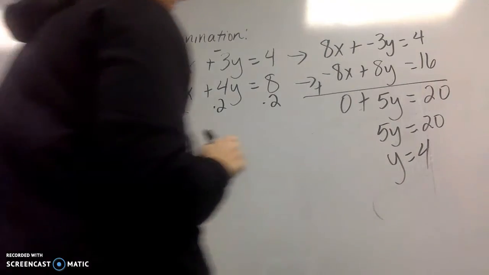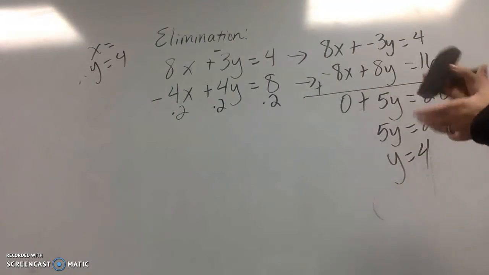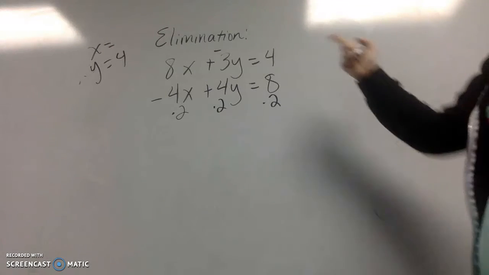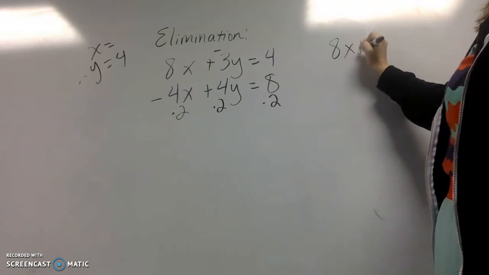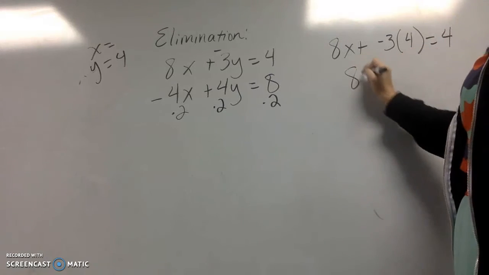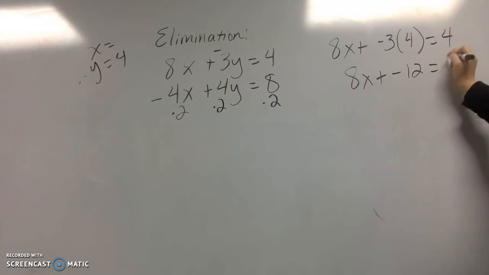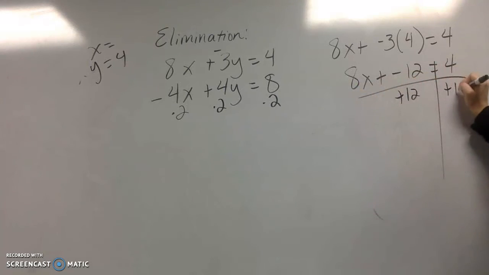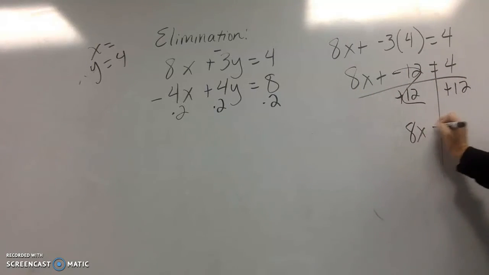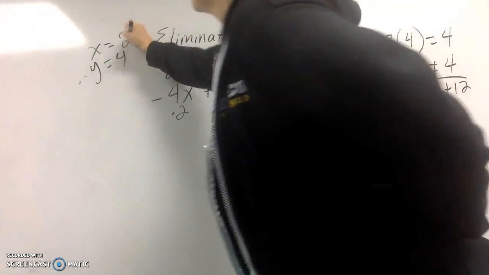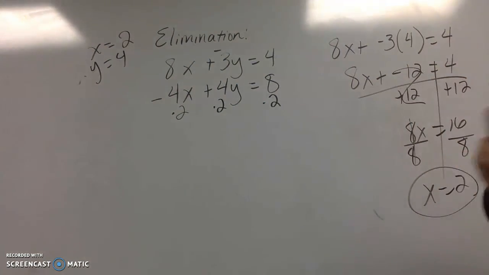But I still have to find x. So in order to find x, I have to plug back in, substitute back in. I'm going to choose the top one. So I have 8x and y is 4. 8x, that's going to be negative 12. Add 12. 8x equals 16. Divide by 8. And x equals 2. So that is how you solve using elimination.